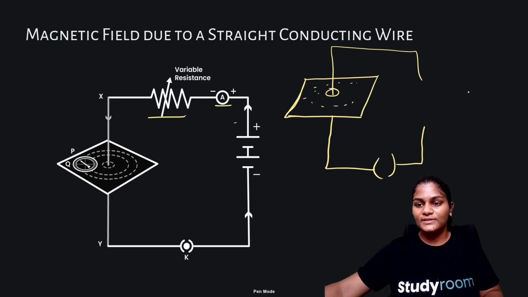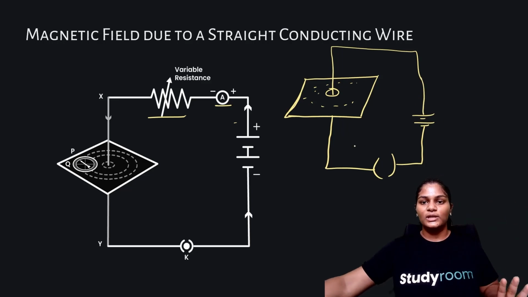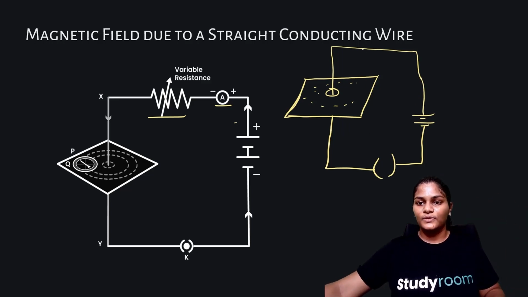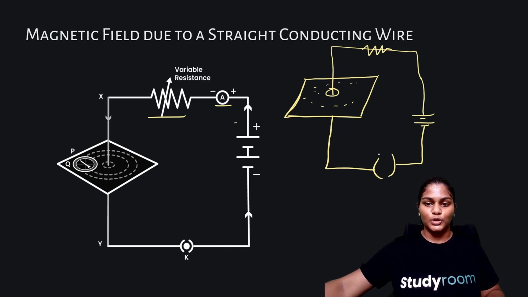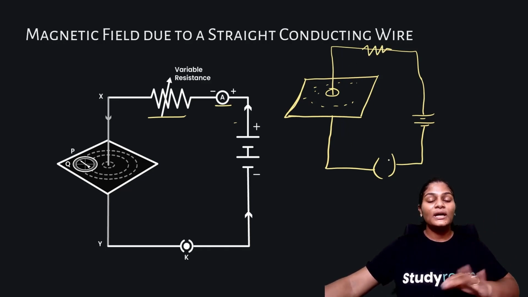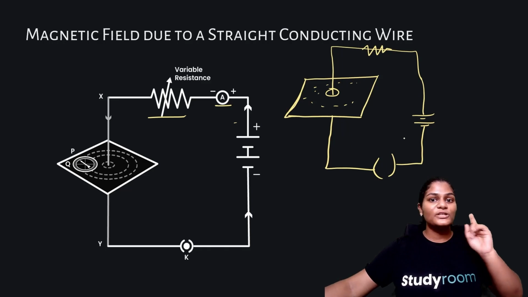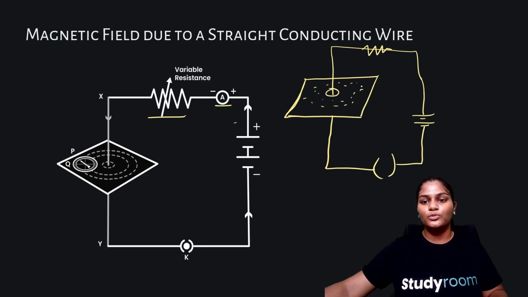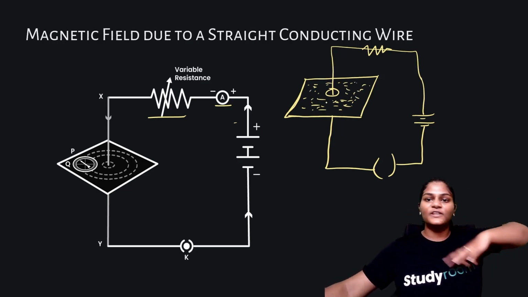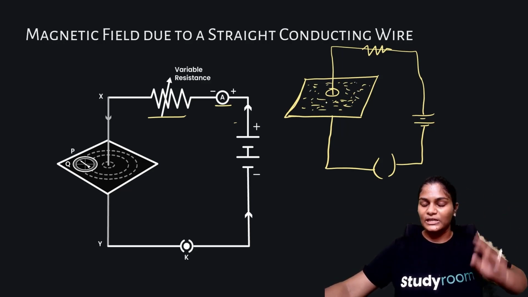Sorry, this is the negative side, right? In the figure, I'm drawing it according to the figure only. So here I'm not connecting the ammeter. That's all. I have a resistor here also. So right now the key is open. The circuit is not complete, so current is not flowing. So I put these iron filings randomly. I just sprinkle the iron filings on the piece of paper, right?